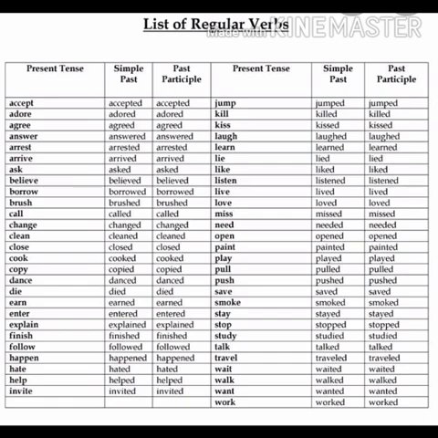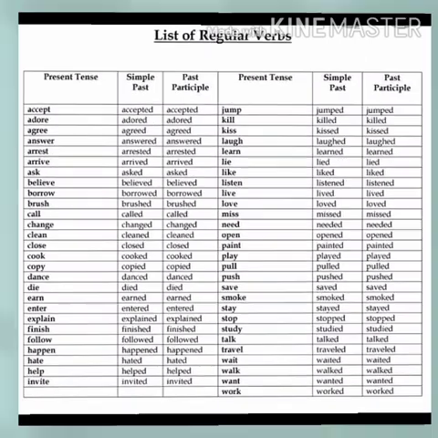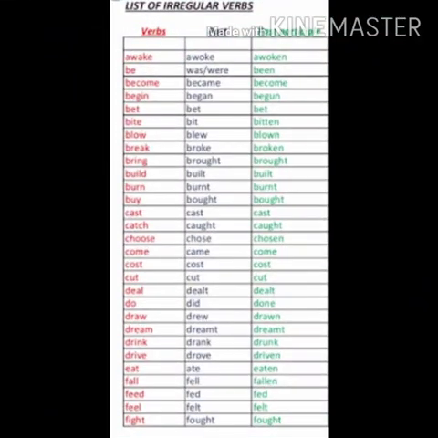Now let's see some examples of irregular verbs. Here the verb changes completely. The first one you can see is awake, awoke, awoken. Be, was, were, been. Become, became, become. Begin, began, begun. Bet, bet, bet. Bite, bit, bitten. Blow, blew, blown. Break, broke, broken. Bring, brought, brought.